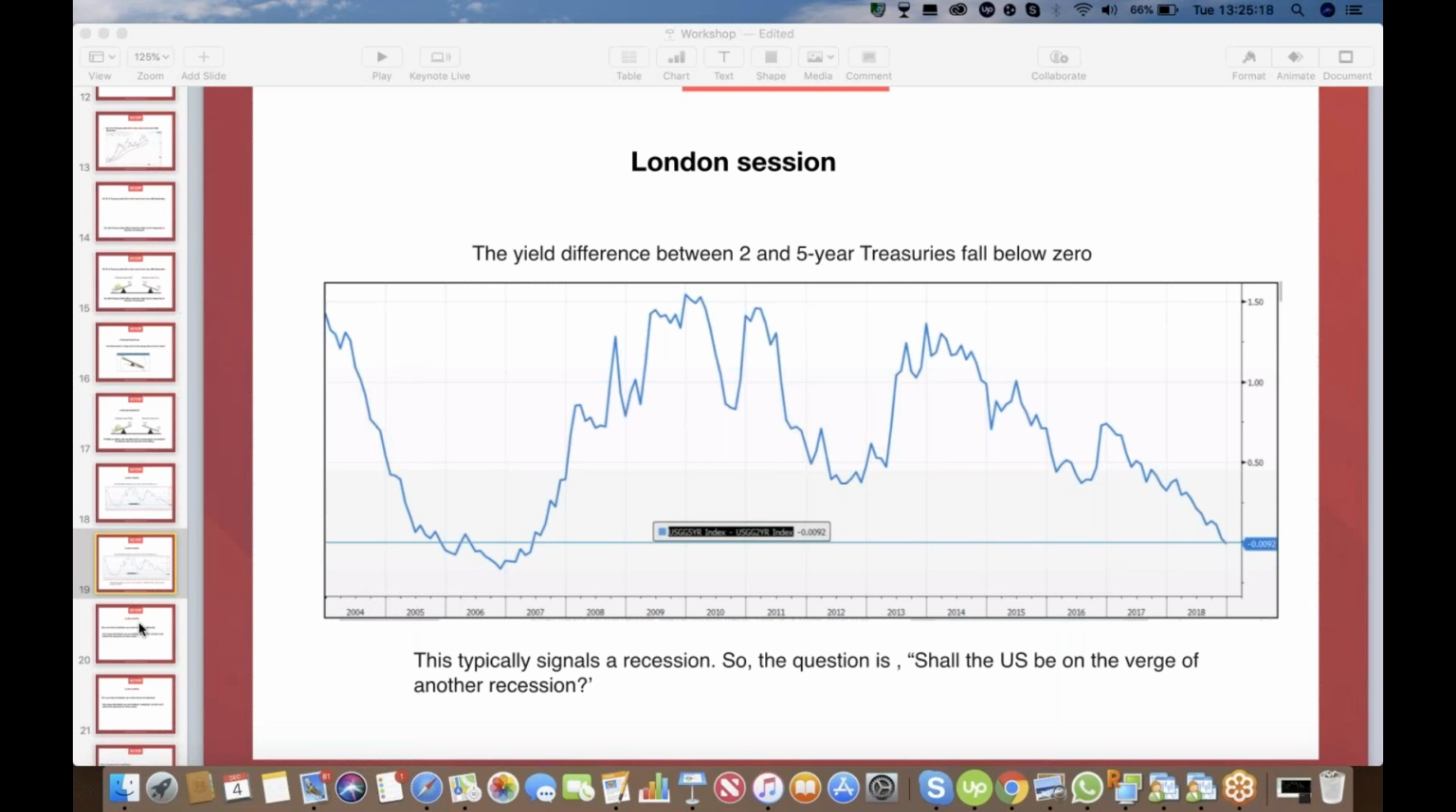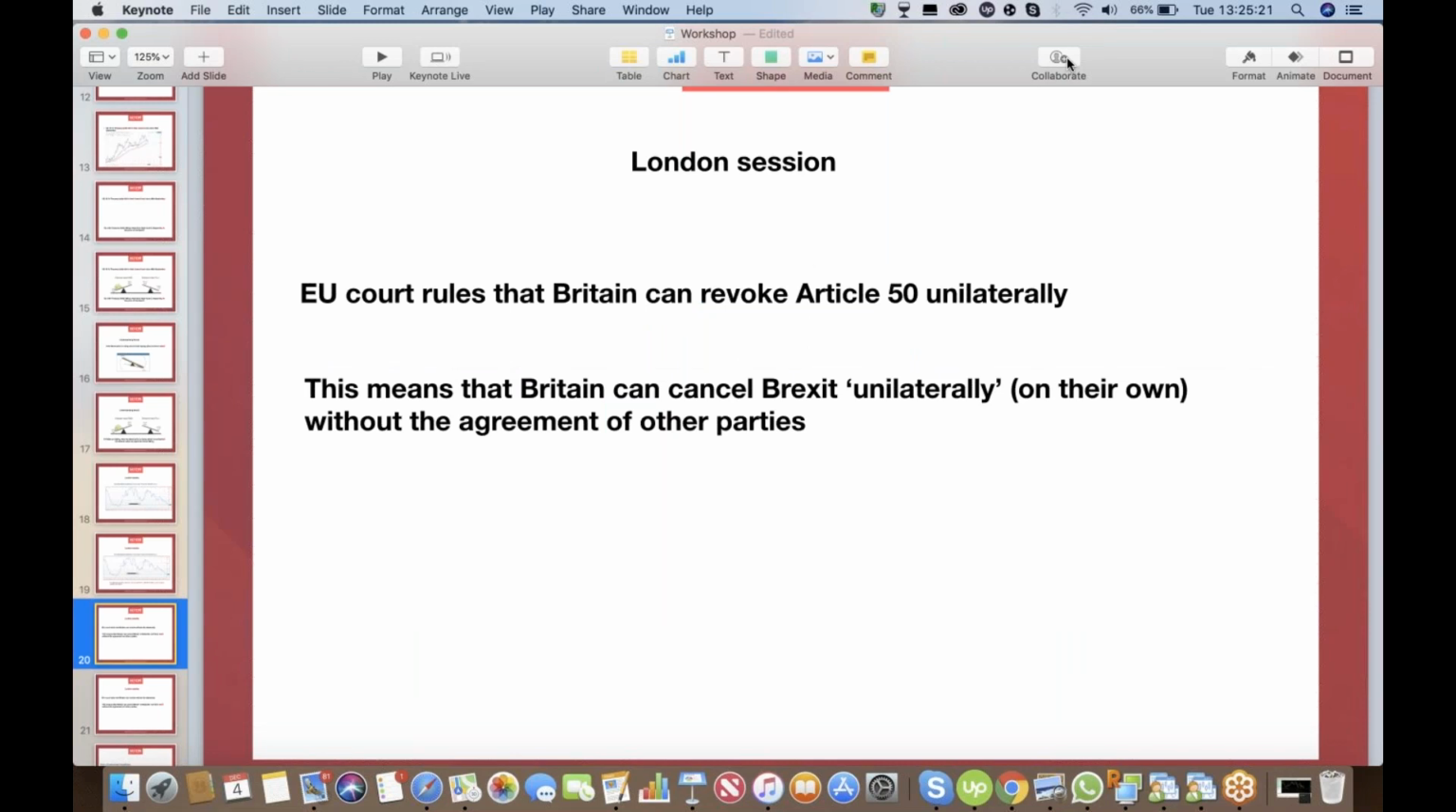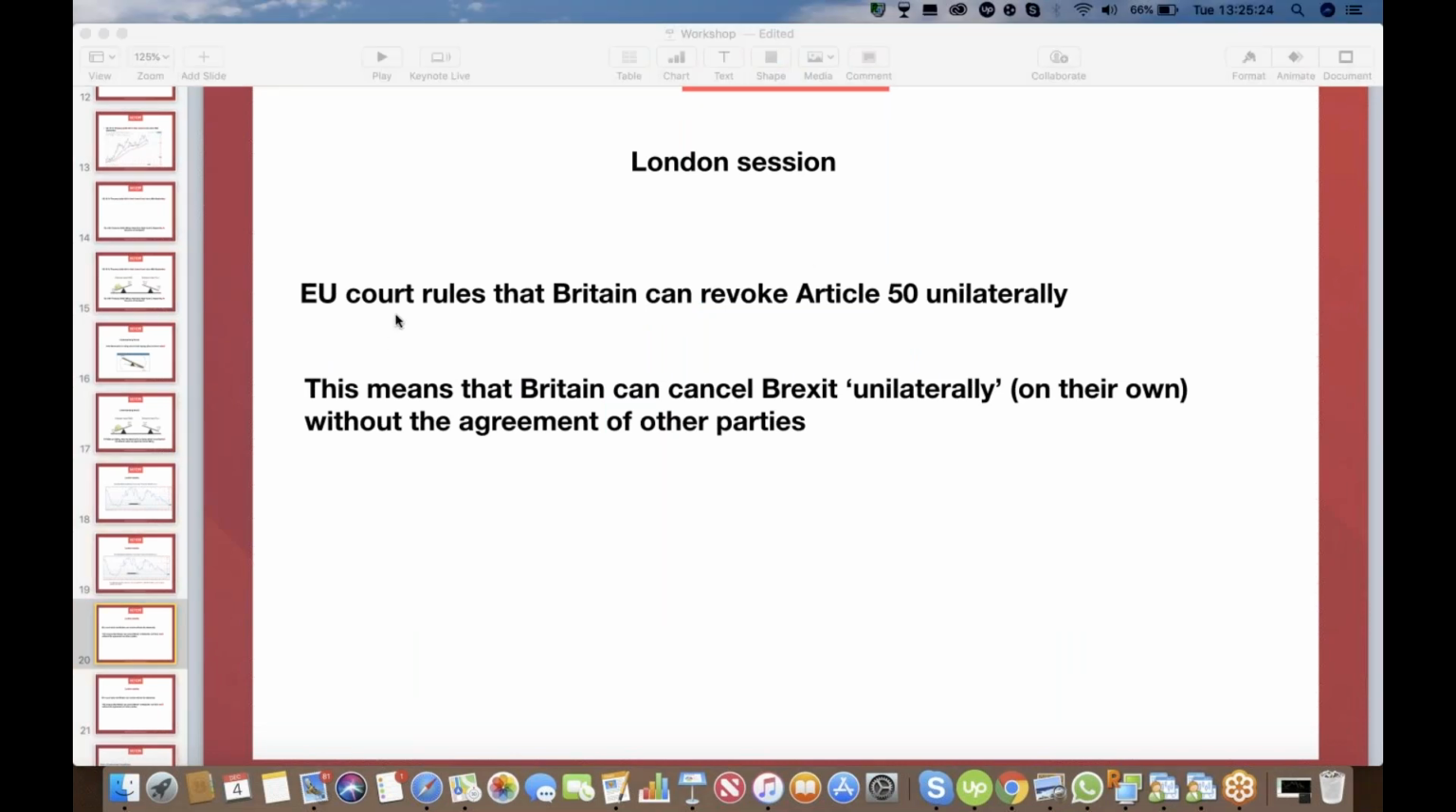Now, there was some other significant news as well. The European Union Court has ruled that Britain can revoke Article 50 unilaterally. Article 50 is basically the Brexit trigger for Britain to remove itself from the European Union. So what the EU court has said is that Britain can cancel Brexit unilaterally, in other words, on their own. So they don't need the agreement of the 27 other countries if they want to halt Brexit. So that had a bullish impact on the pound.